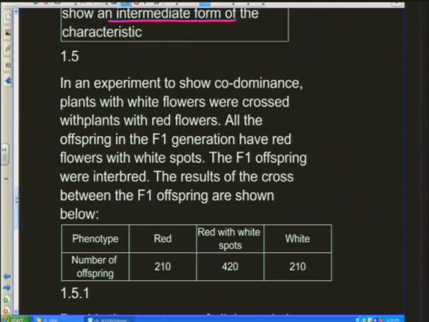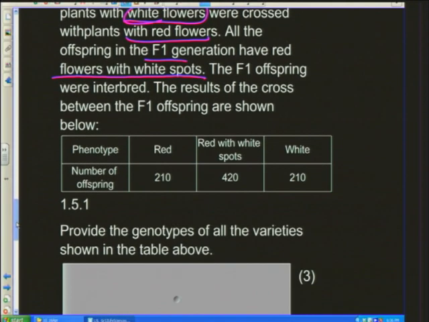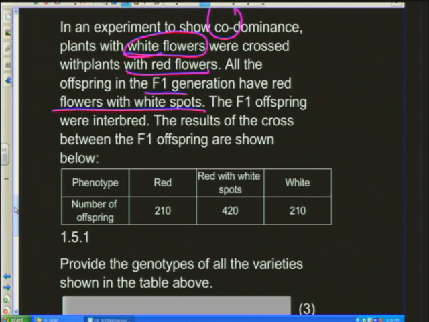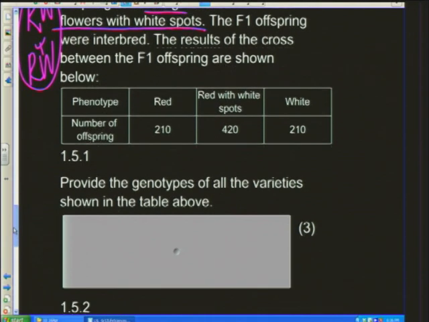In an experiment to show codominance, plants with white flowers were crossed with plants with red flowers. They're already telling you this is codominance. All the offspring in the F1 generation have red flowers with white spots. Notice the difference now. The F1 offspring were interbred. The results of the cross between the F1 are shown here. So in other words, we took these red W, red W, RW, RW. Okay? And we crossed them and we got this.